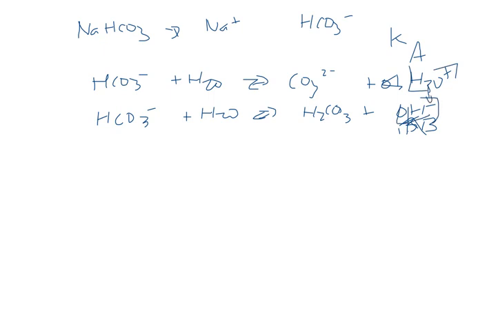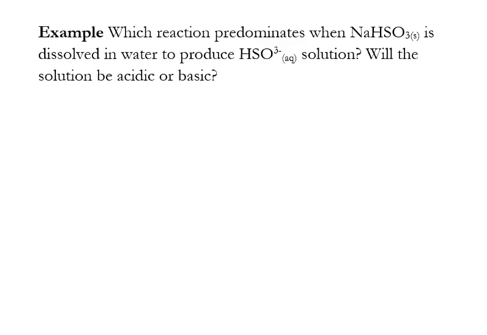But I could take the HSO3, and I can actually make it do two reactions. And it will undergo both, by the way. If I react it with water, I can make this guy form SO3 2 negative, and that'll produce hydronium. And at the exact same time, HSO3 could react with water and form H2SO3 and a hydroxide. Both of these reactions are taking place.